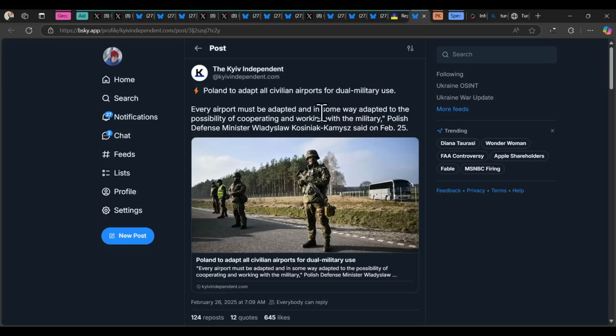Kyiv Independent reports that Poland, this is not so much, it's tangentially linked to the war in Ukraine, but it's of note. The Polish are adapting all civilian airports for dual military use. Earlier on in the war, I reported to you that NATO were doing an investigation into how war prepared they were. If there was a war in, say, Eastern Europe, or NATO were called to provide assistance in Ukraine, how able would Europe be to move equipment across Europe? What does it look like to move equipment across roads, across railways, using airports, marine transport?